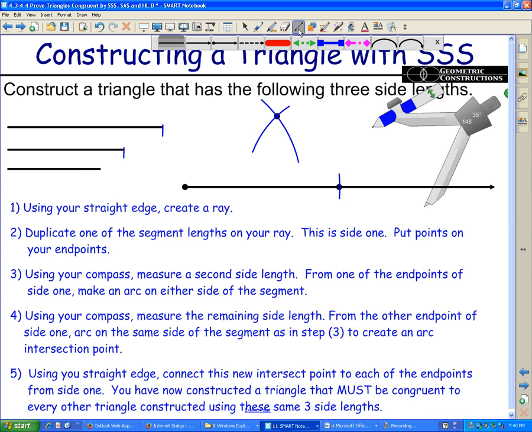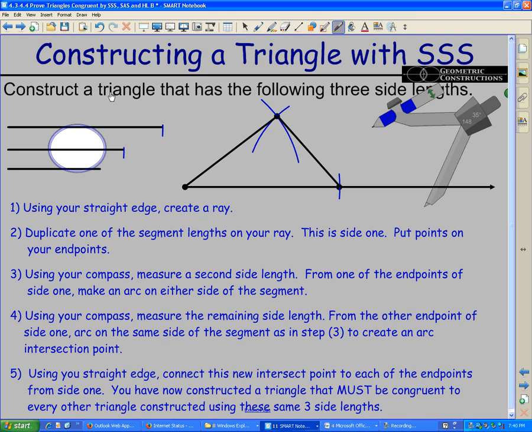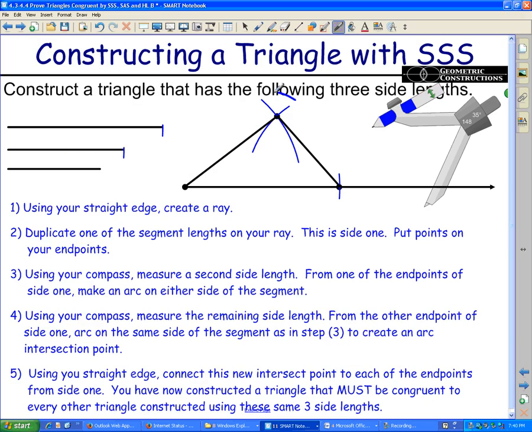So I use one of these lines for my straight edge. You guys would obviously use a straight edge. But this creates the two missing sides of our triangle. And we have now copied these three sides right here into this triangle right here.